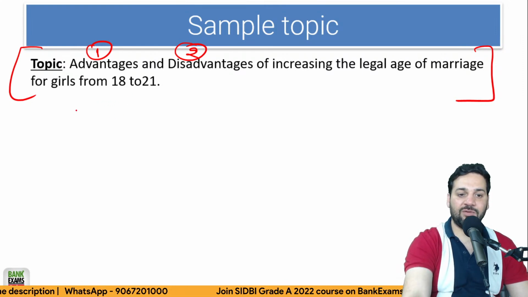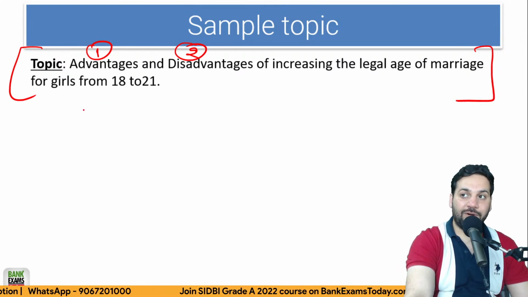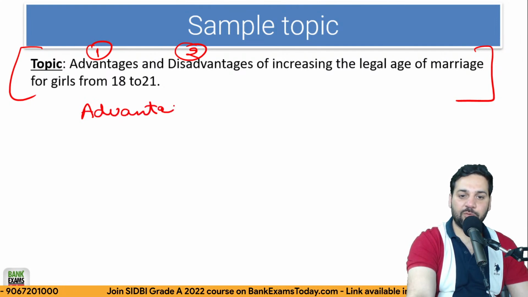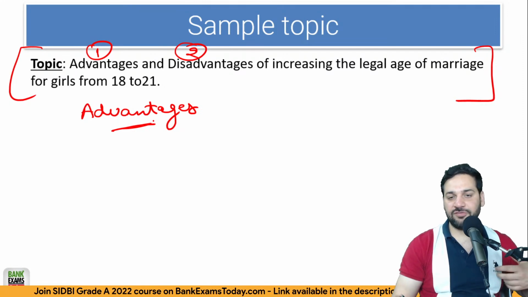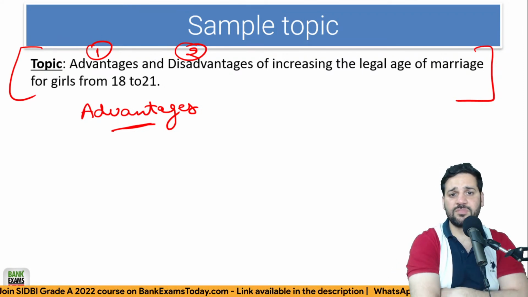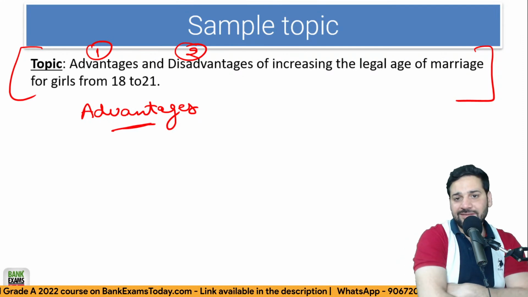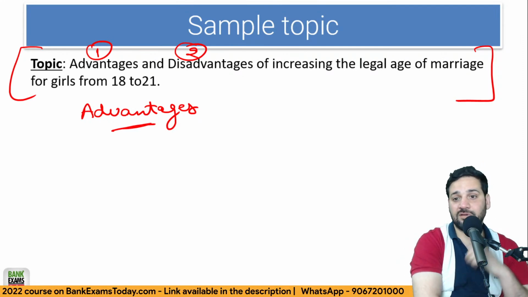So what can be the advantages? What I recommend to my students is the coffee table approach. What is a coffee table approach? For example, we are friends. We both are friends right now, and let's say we are discussing. I asked you this question.